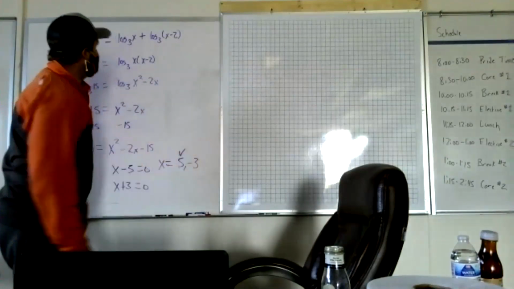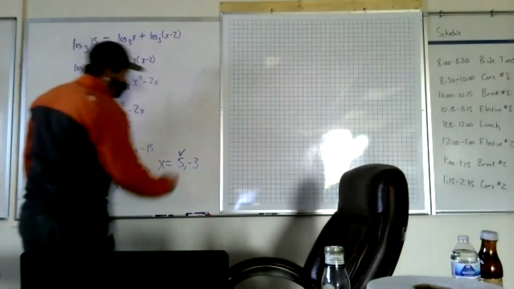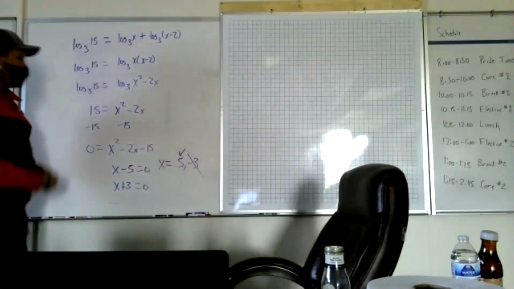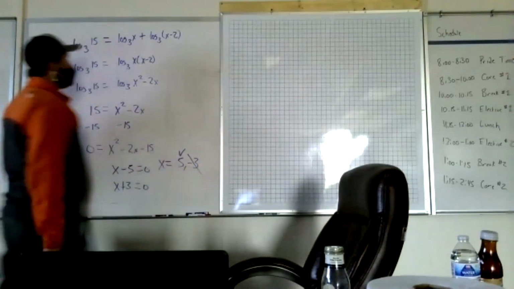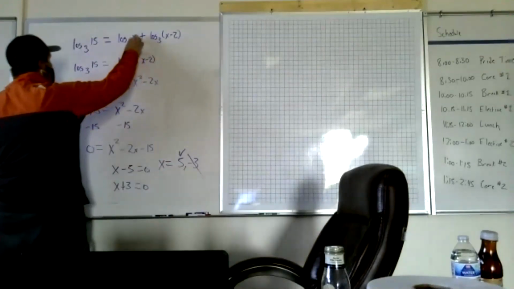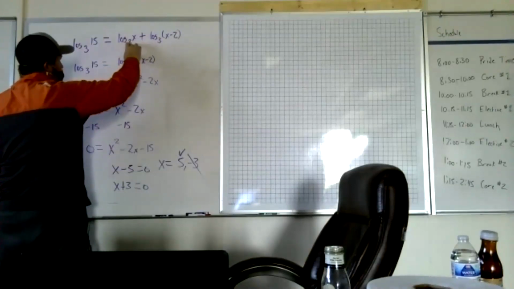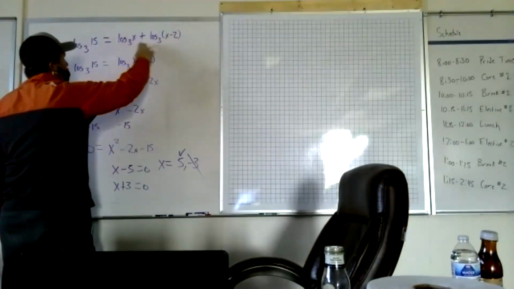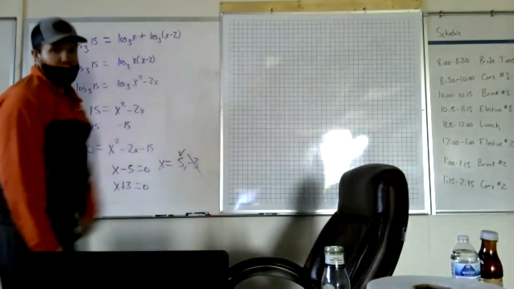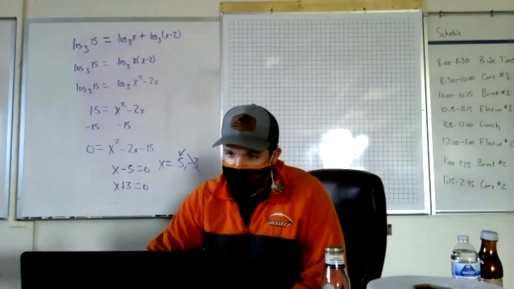Okay, -3. Log base 3 of -3 can't happen. So even though I ended up with 2 solutions, -3 is what's known as the extraneous solution, because you cannot have a negative right here. So log base 3 of -3, that doesn't work. Log base 3 of -5, that doesn't work either. So our final answer is going to be A.